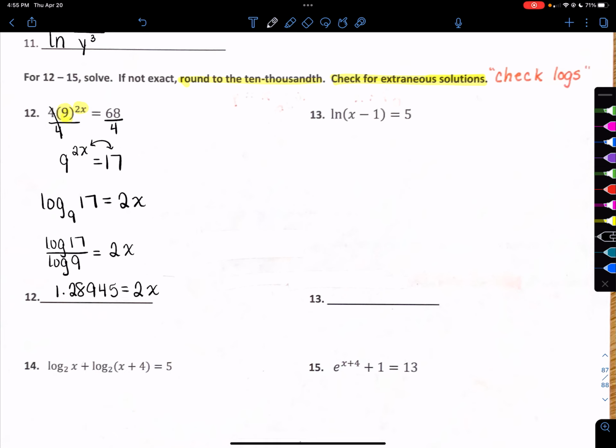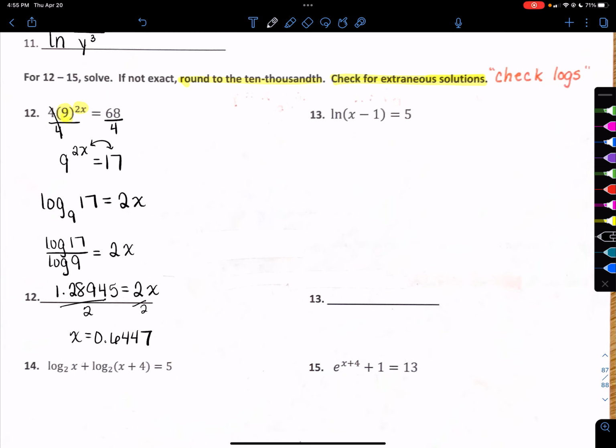To get x by itself, I'm going to divide by 2, and I get that x is equal to 0.6447. I just ran out of room there. But for that one, you have exponential, get the base and the exponent by itself, convert it to log, and then solve for x.